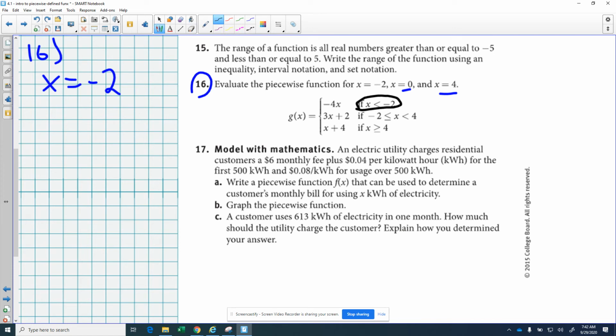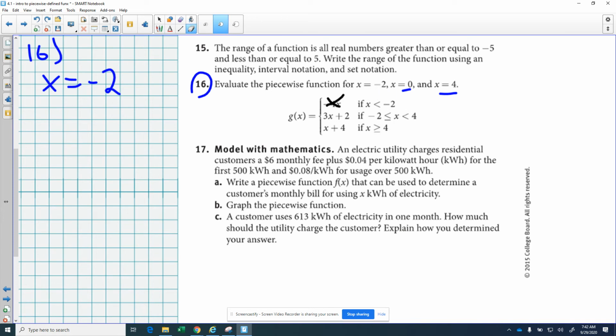That restriction is telling me x has to be less than -2. And even though they're equal to each other, technically it still doesn't work because it's not less than -2, right? It is -2, but it's not less than it. So this first one doesn't work. I can't plug x into that problem. So we have to continue on, and I go to my next restriction.